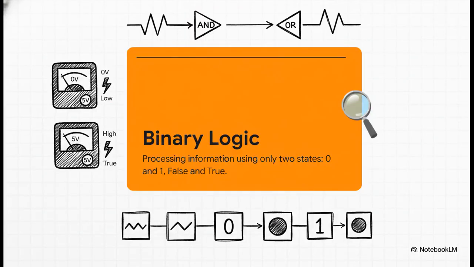See, digital systems process information using just two states. We call them 0 and 1, false and true, or a low and high electrical voltage. In the kinds of circuits we'll be looking at today, 0 volts represents false and 5 volts represents true. These simple binary states are the absolute bedrock foundation of computing.